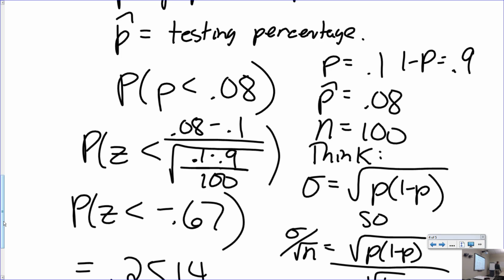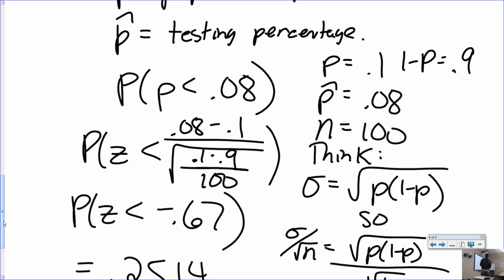Yeah, it's 90. Is 90 more than 5? Yeah, so we're good. And what's 100 times 0.1? It's 10, greater than 5. It has to be less than 5 for us to say we can't do it.